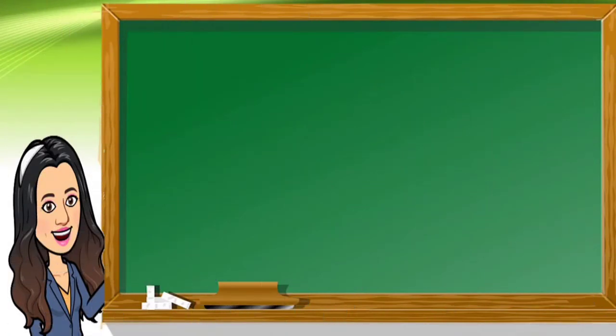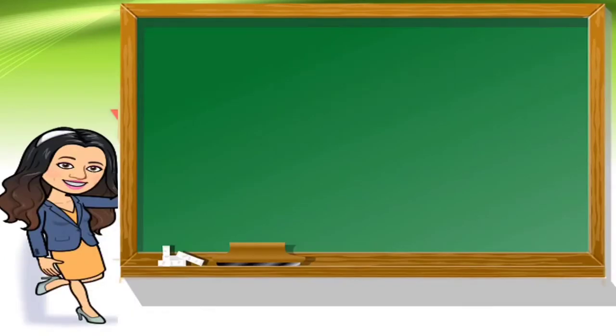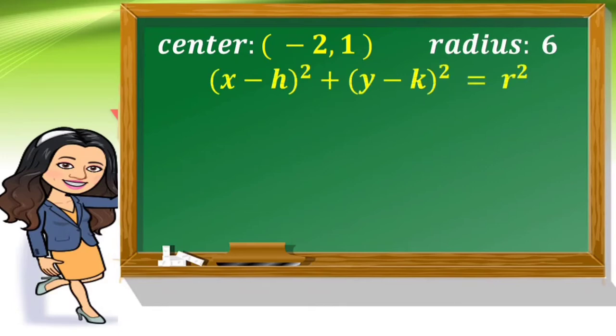Let us have an example for this topic. Write the equation of a circle in general form with coordinates of the center at point (-2, 1) and radius 6. To solve this problem, let us first identify the given. The given are the center, which is at point (-2, 1) and the radius, which is 6. Next, recall the standard form of the equation of the circle. Then identify the value of h, and that is -2. Next, the value of k, and that is 1, and the value of r, which is 6.